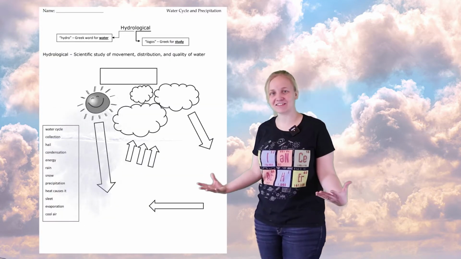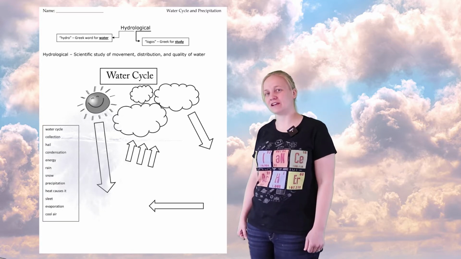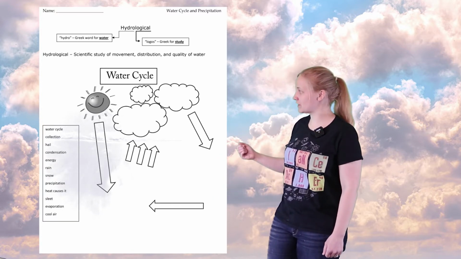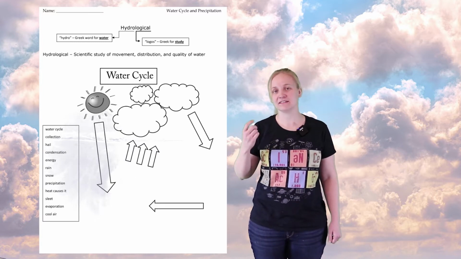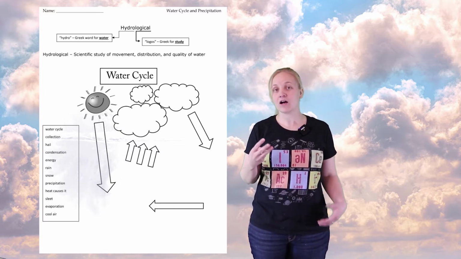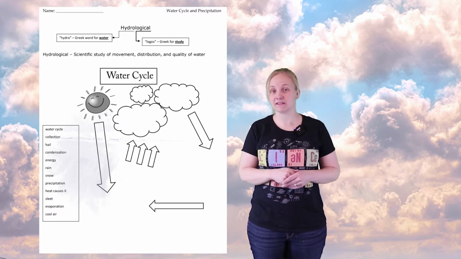Your paper looks like this. Let's look at your notes and start filling in the water cycle. The cool thing about water is that remember those three different states of matter that it can exist in: solid, liquid, and gas. All three of those states can actually be found. We can see them in the air.